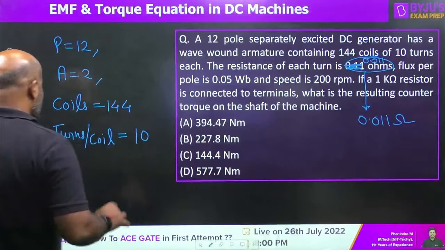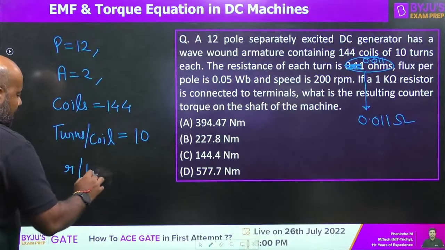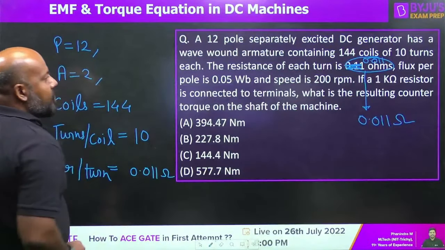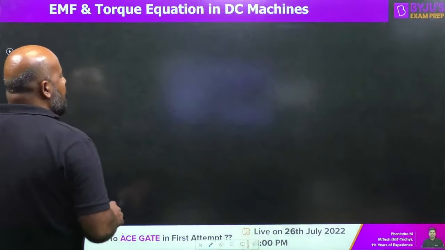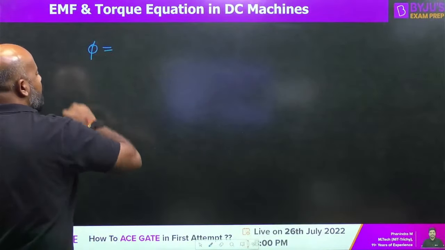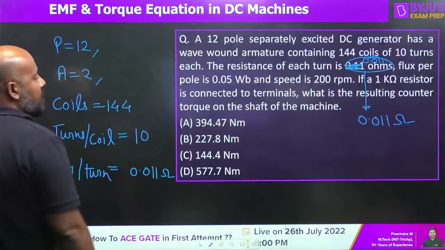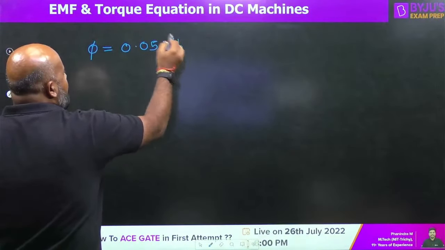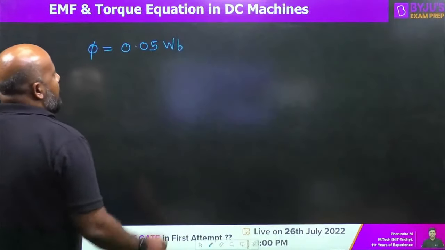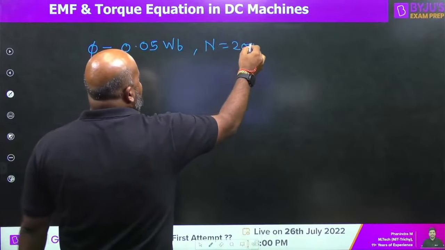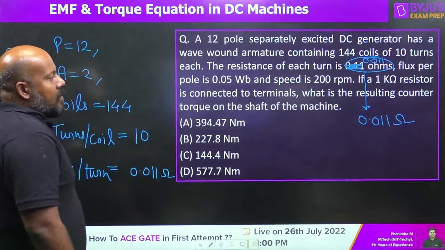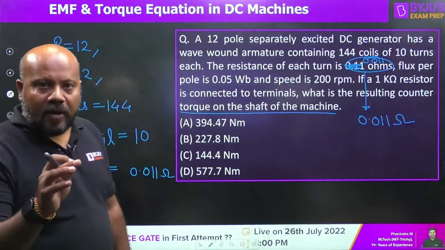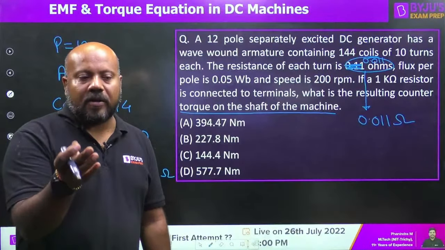The resistance of each turn is also mentioned. Resistance per turn is 0.011 ohms. Flux per pole is also mentioned. That is 0.05 Webers. And the speed is 200 RPM. What is the resulting counter torque on the shaft of the machine? He is asking you what is the counter torque. Counter torque is nothing but the electromagnetic torque or the interaction torque. Is it clear?